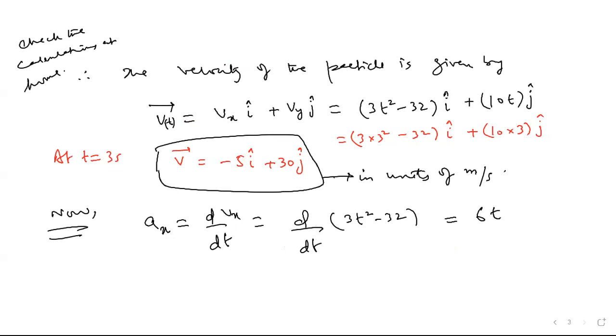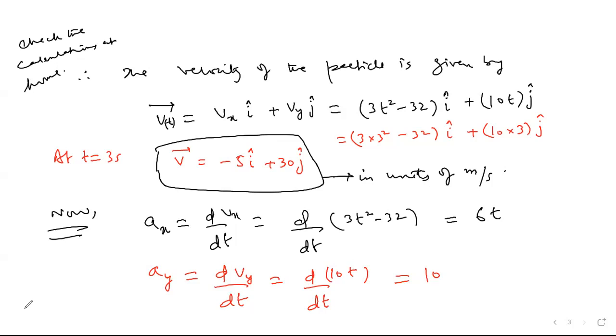Let us find ay. Acceleration along the y direction, ay, is the time derivative of vy, which is d by dt of what is our vy? It is just 10t. So when you find the derivative of 10t with respect to time, you factor out 10 from the derivative because it is constant. d by dt of t is 1, so it is just 10.